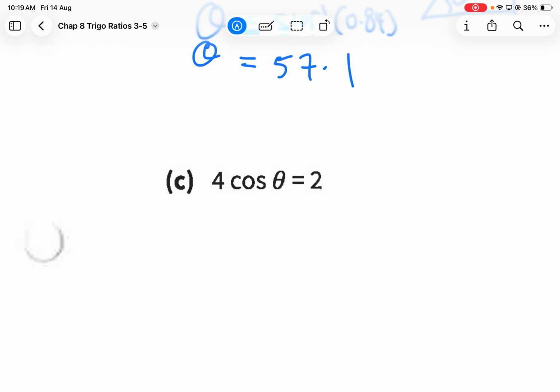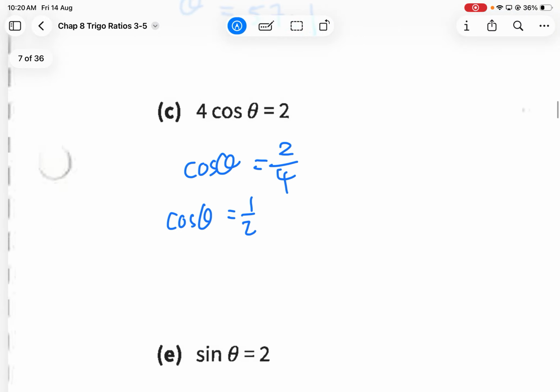Did you divide by 4 first? You have 4 times cosine theta on your left. So you want to find back your theta. The first step is to remove my 4 first, so that I can make this become cosine theta. So I need to divide by 4 on both sides, because this one is 4 times cosine theta. After that, cosine theta equals to half. I want to find back theta.